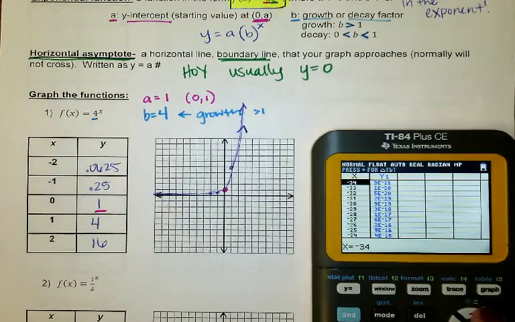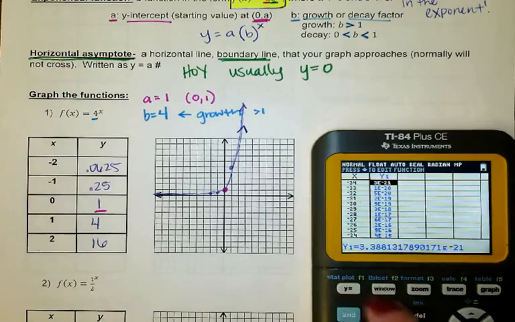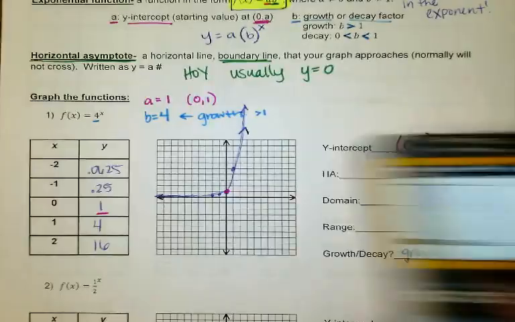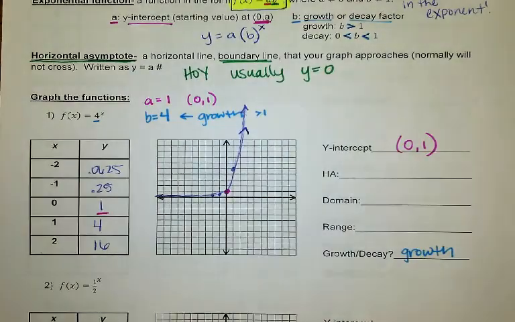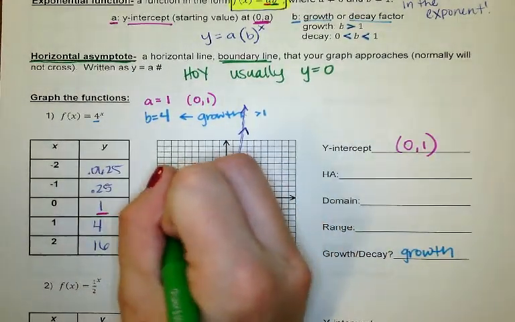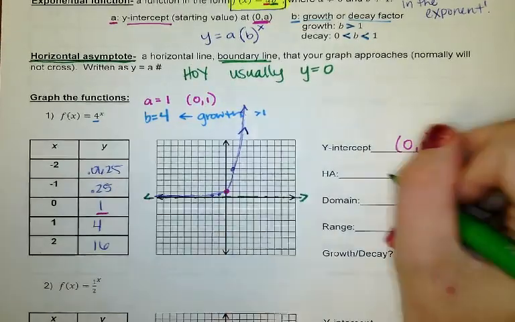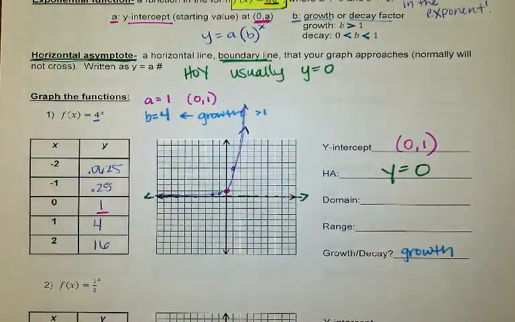But see, it's super, super tiny, like 10 to the negative 21st power. That's crazy. Okay? So guys, my line never actually hits 0. So that means that this horizontal asymptote is going to be right here at 0. So your horizontal asymptote is going to be equal to 0.